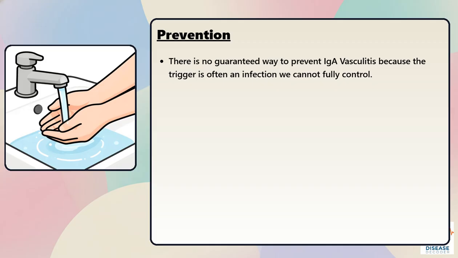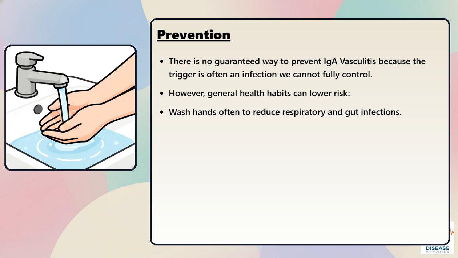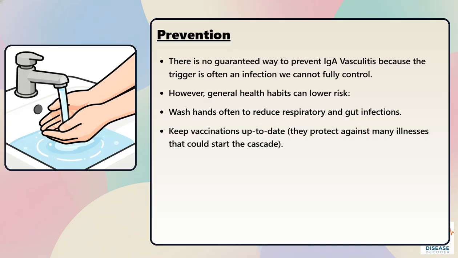There is no guaranteed way to prevent IgA vasculitis because the trigger is often an infection we cannot fully control. However, general health habits can lower risk. Wash hands often to reduce respiratory and gut infections. Keep vaccinations up to date. They protect against many illnesses that could start the cascade.